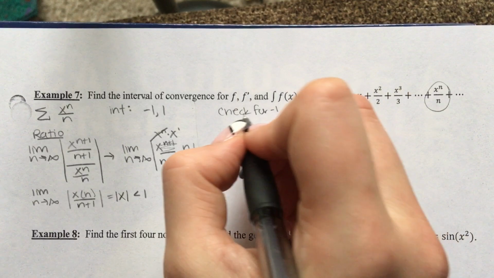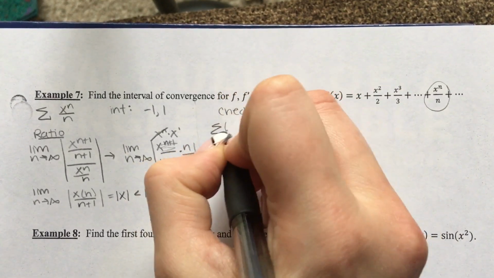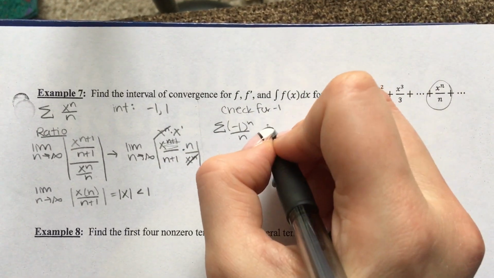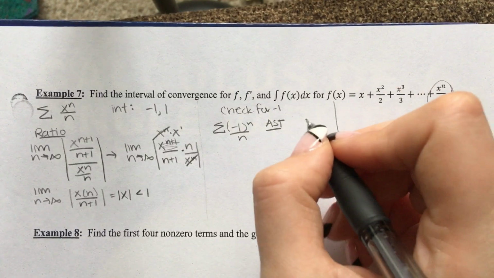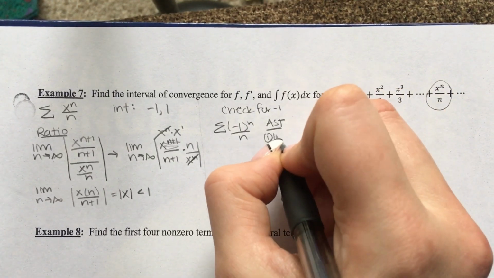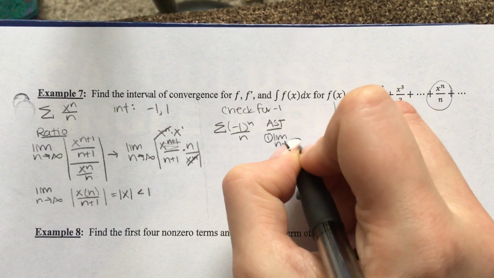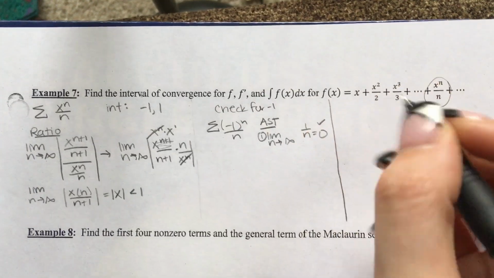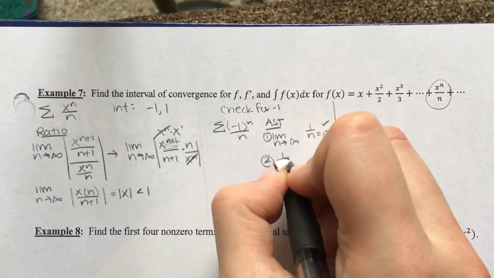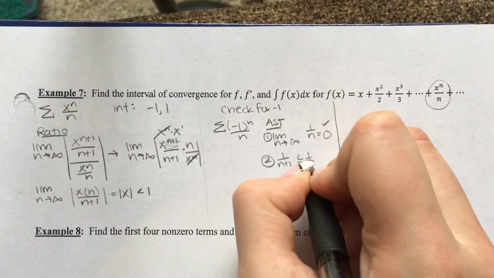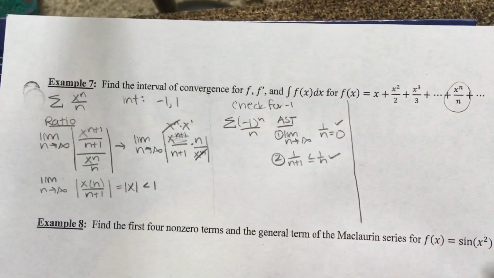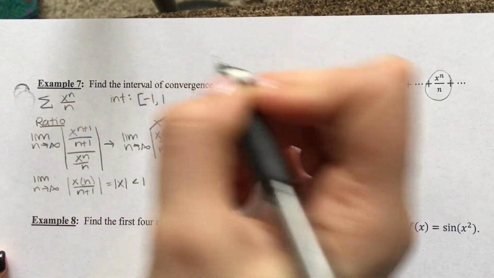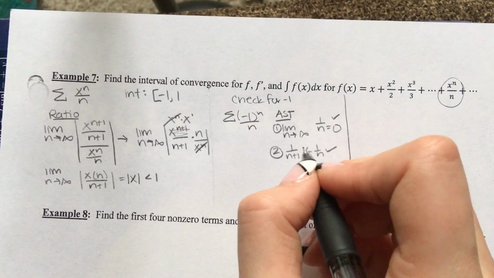Okay, so I'm going to go ahead and check it for -1. So when I check this, I've got -1 to the n over n. And as you can see, this is an alternating series test. So we have two conditions. We have the limit as n goes to infinity. We ignore the alternating part, and we just say 1 over n, and it should equal 0, which is true. And the second condition is 1 over n plus 1 is less than or equal to 1 over n, and that condition is also met. So that means that -1 in the interval is included in the convergence, because it converges at -1.